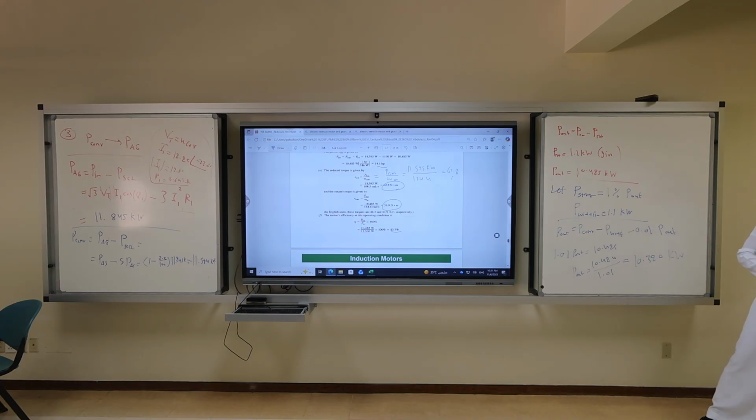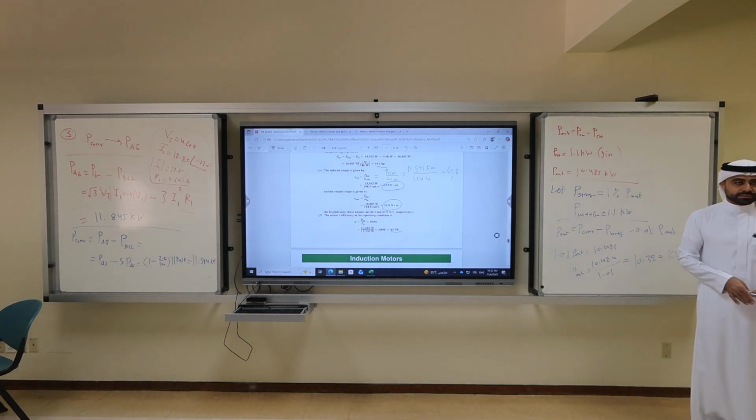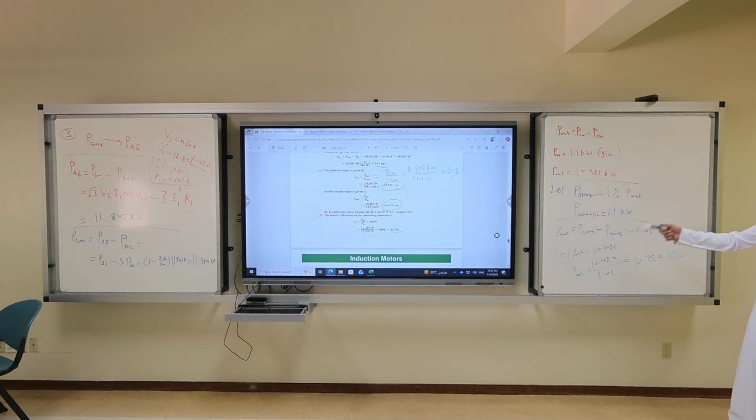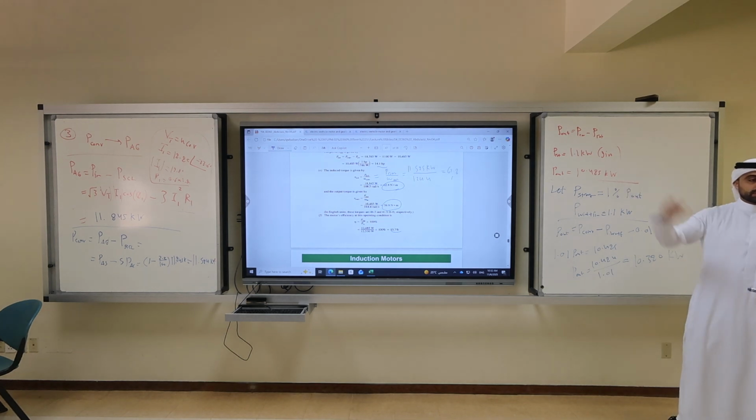Is the trick clear? Yes. Sometimes he doesn't tell you the number, he tells you it's a percentage of another power. Or he would tell you, let P windage and friction be 5% of output power. So it will be P converted minus 5% of the output power, and then you solve this equation.